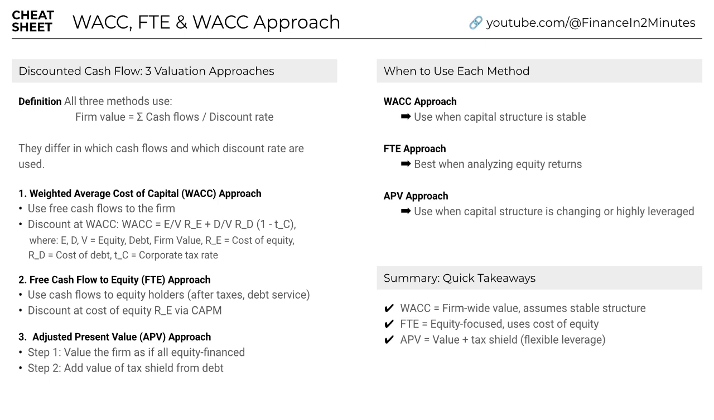The weighted average cost of capital, or WACC approach, is one of the most commonly used methods. It calculates the value of a firm by discounting the free cash flows to the entire firm, both debt and equity holders, at the WACC. This reflects the average cost of financing from both equity and debt. WACC is especially useful when the company has a stable capital structure.